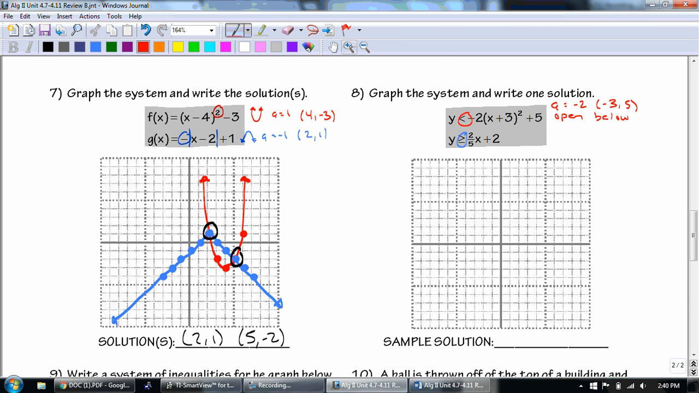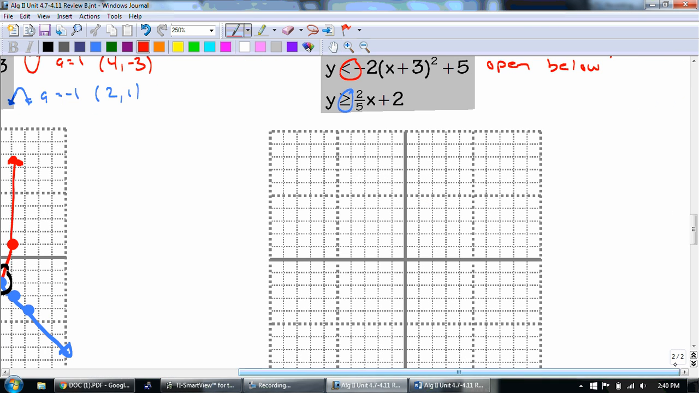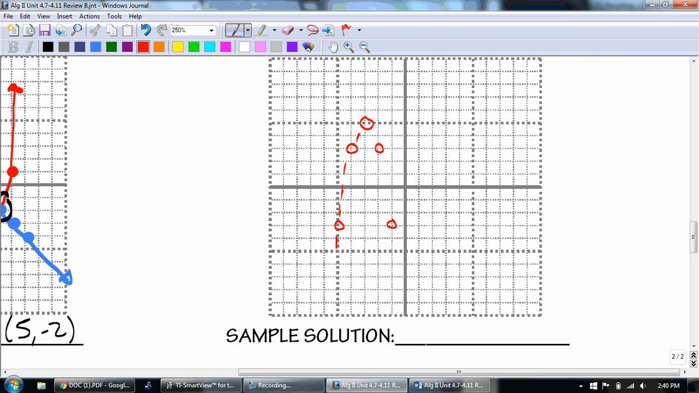So at -3, +5 is where I start. Let's make that look a little bit nicer. Kind of zoom in a little bit. So -3, +5 is where I start, and I go down 2 over 1, and then 2, 4, 6, 8 over 2. Okay, and then we just graph the parabola. Remember, open has open points and dashed lines.